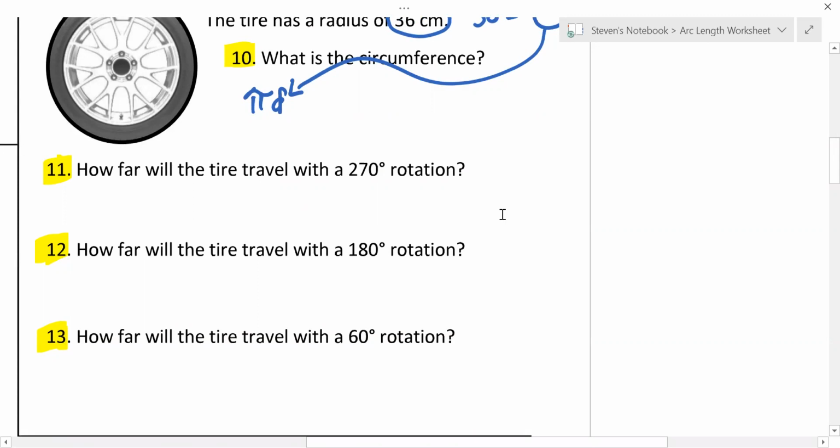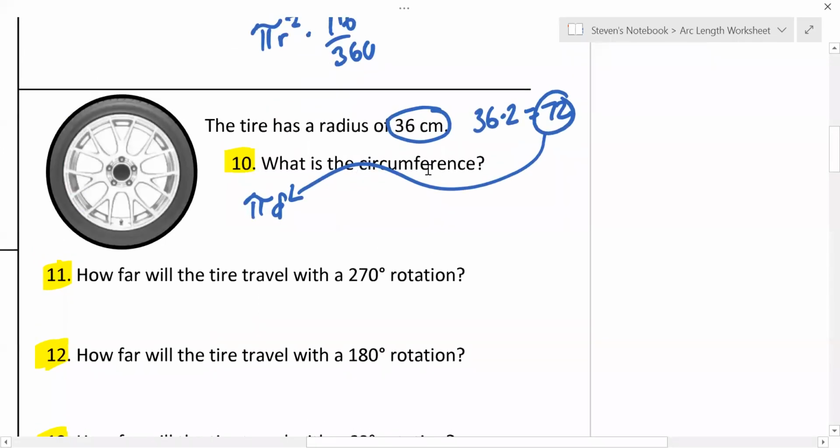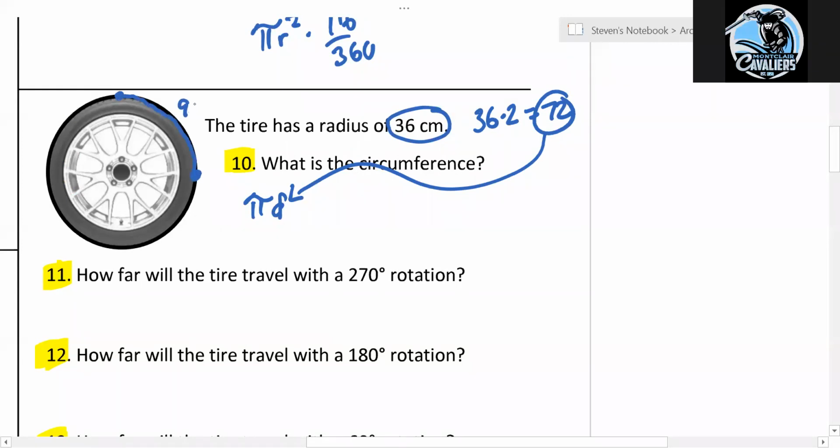So essentially, it's the same thing. It says, how far will the tire travel with a 270-degree rotation? So 270 degrees is 3/4 of the tire, right? If I go 1/4, that is 90 degrees. If I go another 1/4, which is 1/2, that's another 90 degrees. If I go another 1/4, that's another 90 degrees. So that's 3/4 of the circle, and 90 times 3 is 270 degrees.